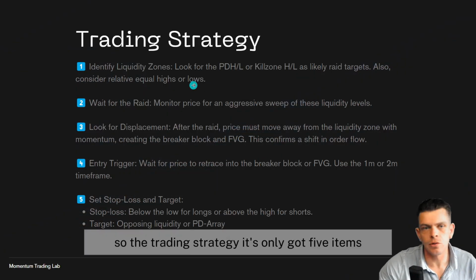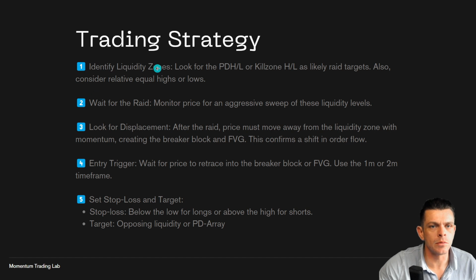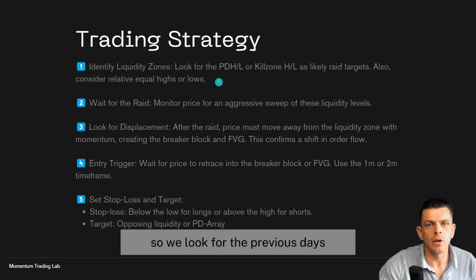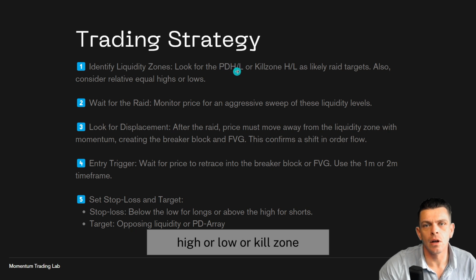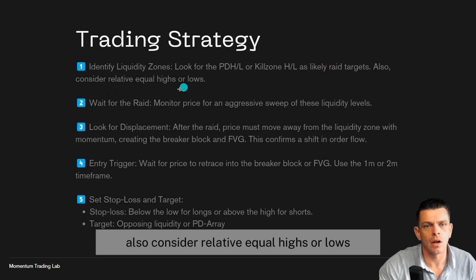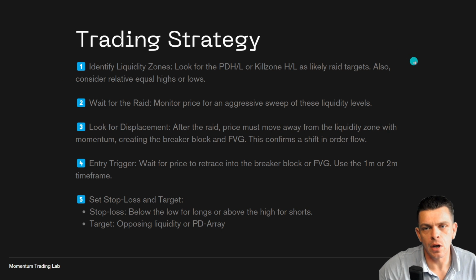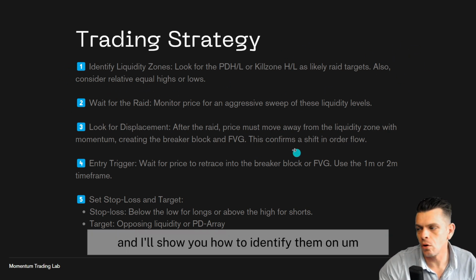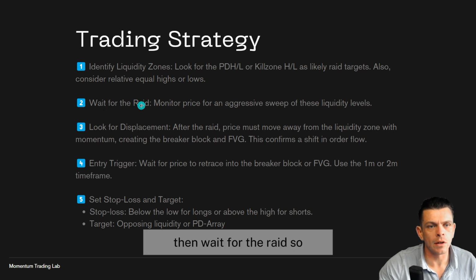Right, so the trading strategy, it's only got 5 items. It's very simple. It's identify the liquidity zones. So we look for the previous day's high or low or kill zone high or lows as likely raid targets. Also consider relative equal highs or lows. So we wait for price to trade into the liquidity zones, and I'll show you how to identify them on TradingView.